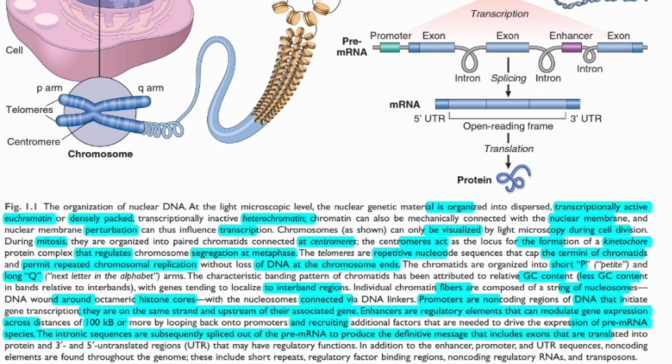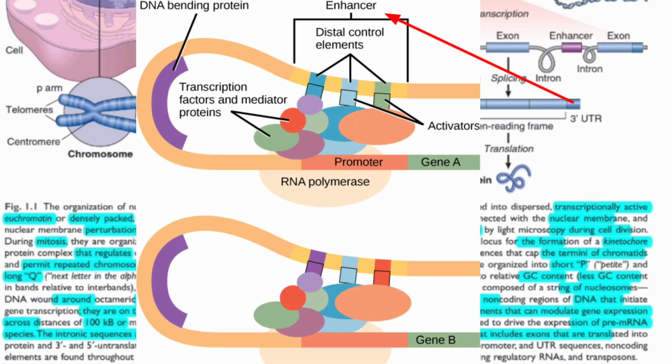Now here comes another important factor which you might not have studied in previous classes. It is the enhancer. So what is the function of the enhancers? They are the regulatory elements that can modulate the gene expressions across distances of 100 kb or more. They mainly work by looping back onto promoters, means they come back onto the promoters and recruit additional factors that help in driving the expression of pre-mRNA. Now the same process again takes place. We remove the introns and join the exons and form a mRNA that codes for protein. See in this diagram how the enhancers are looping behind and recruiting the factors that help in expressing the pre-mRNA.